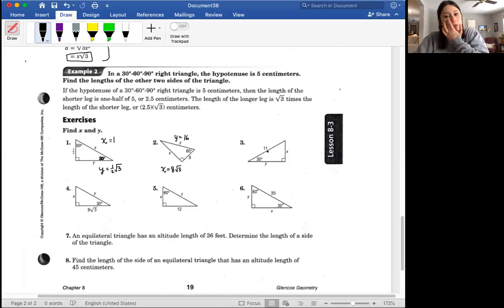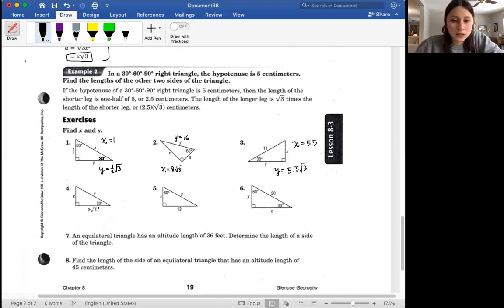All right. Number 3, the hypotenuse is given to you. So the hypotenuse is 11. The short leg should be half of that. So that would be what, 5.5? And then the height would be 5.5 times square root of 3. Okay, so hopefully you're starting to get the hang of the pattern.